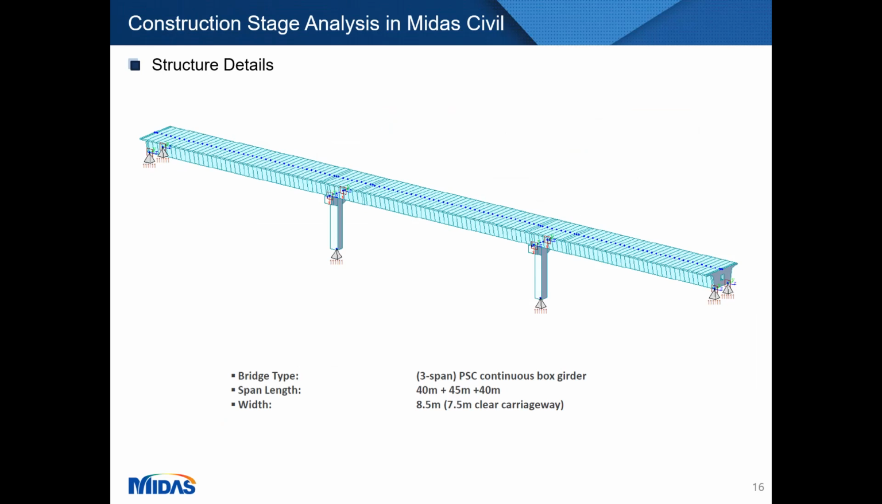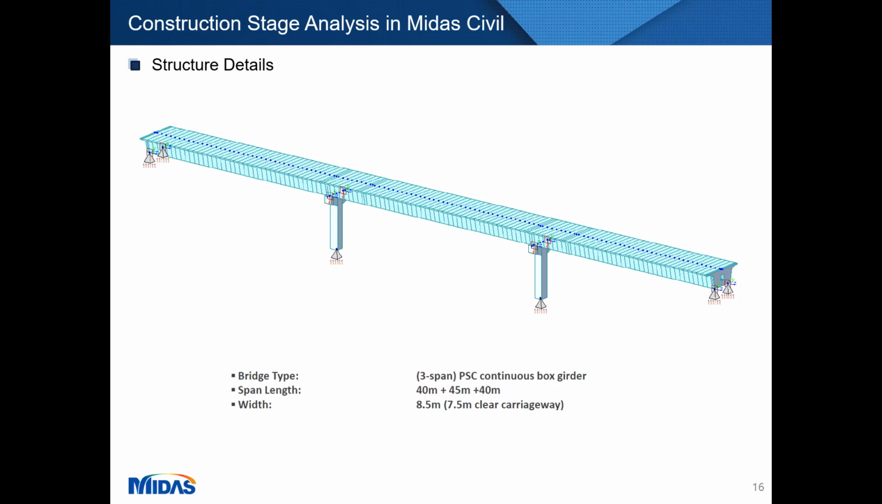For our example today, we are considering a 3-span continuous box girder bridge. The span length of our bridge is 40 meters plus 45 meters plus 40 meters. So the side spans are of 40 meters and the center span is of 45 meters. And the total carriageway width is 8.5 meters, of which 7.5 meters is clear carriageway.